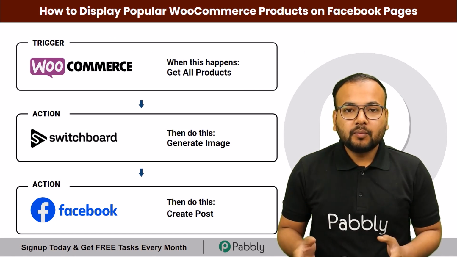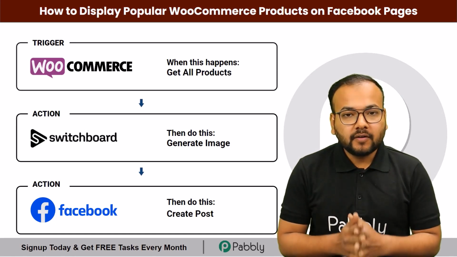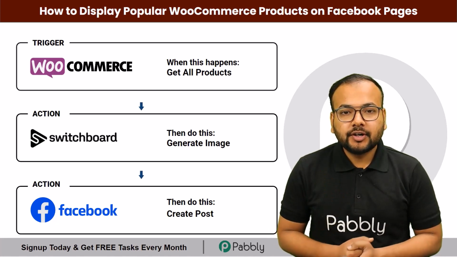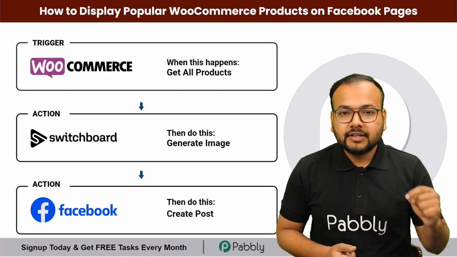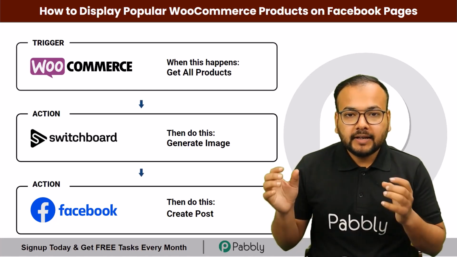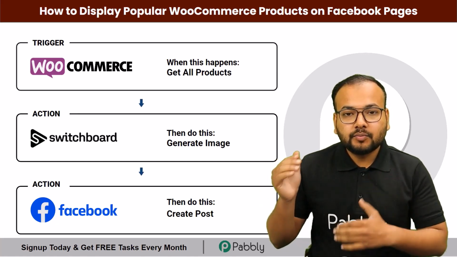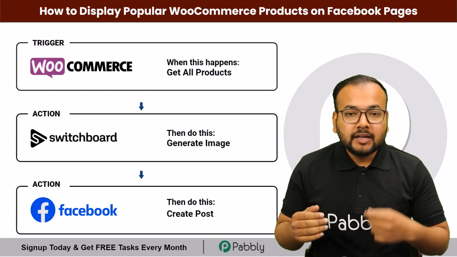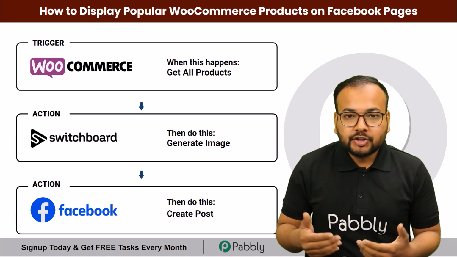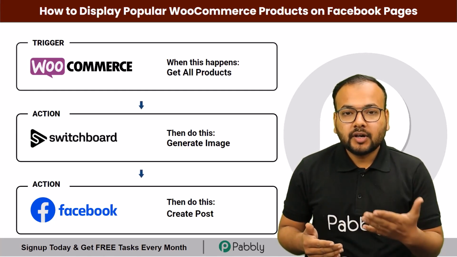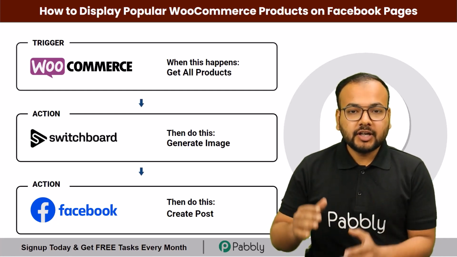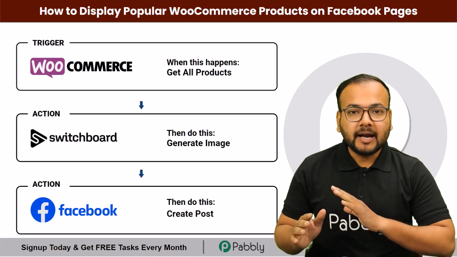Guys, if you want to promote the best-selling products of your e-commerce store on Facebook, this automation is for you. This automation is going to automatically fetch the details of the most popular products you have in your e-commerce store, and an image, kind of a poster image, will be created for that product using the Switchboard Canvas application, and the same image will be shared on your Facebook page automatically.